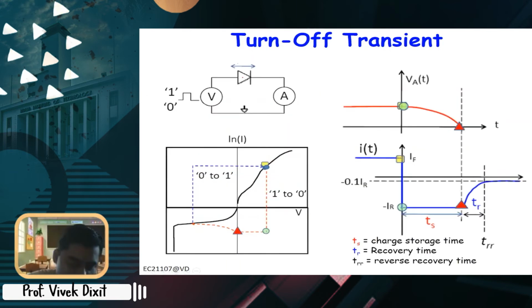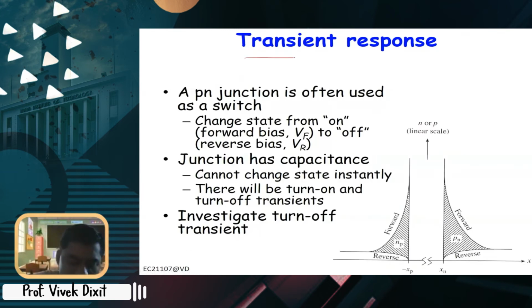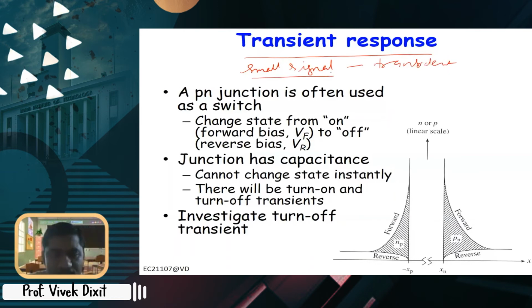Now how is transient different from AC response, a small signal? A small signal is basically you are operating at a certain DC value, then your signal is varying by a few tens or few hundred millivolts. So it's basically a small signal. Around a DC point, your signal is varying. That is a small signal.